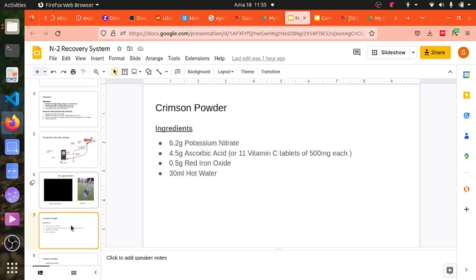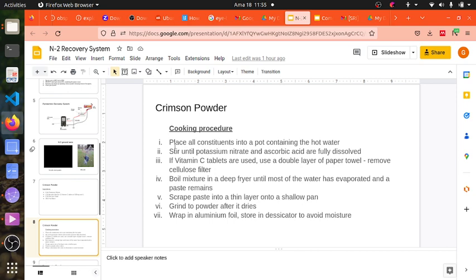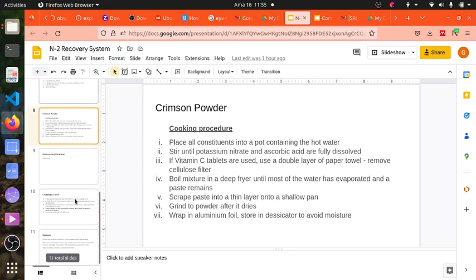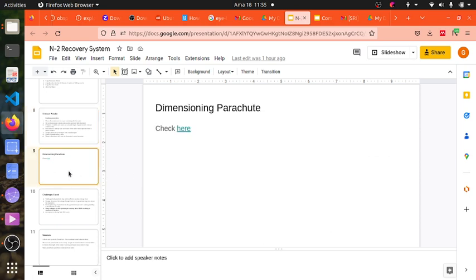So crimson powder, these are the ingredients, how to prepare it. So this one was prepared by one of our people at Propulsion. So Propulsion helped us prepare this. You'll just have a look at that procedure if you'll be looking at pyrotechnic deployment.